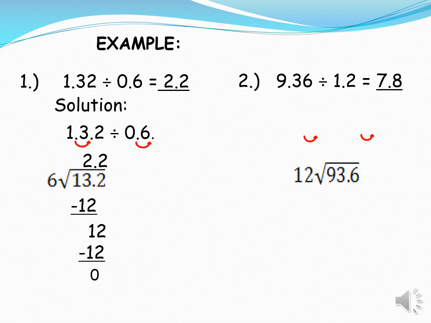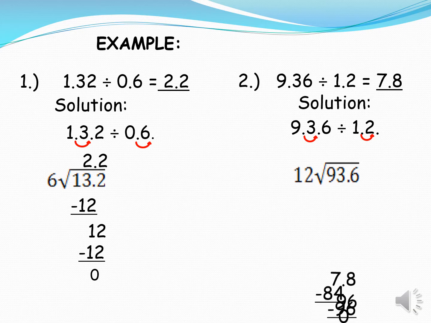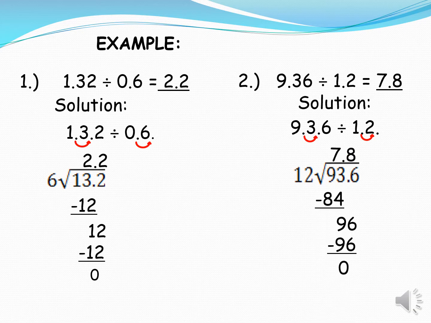Number 2 example, we have 9 and 36 hundredths divided by 1 and 2 tenths is equal to 7 and 8 tenths. So how did we get the answer? Let us have our solution. So 1 and 2 tenths, move the decimal point of the divisor one place to the right to make it whole number 12. Then move also the decimal point of the dividend one place to the right to make it 93 and 6 tenths. So now let us divide 93 and 6 tenths divided by 12.